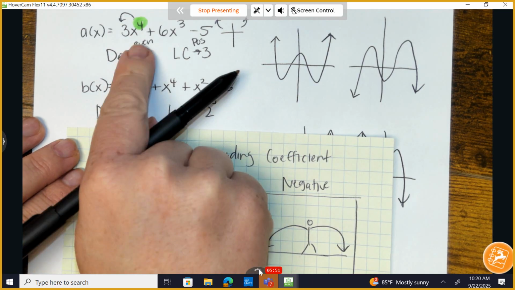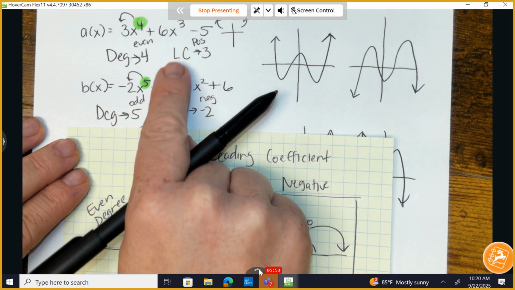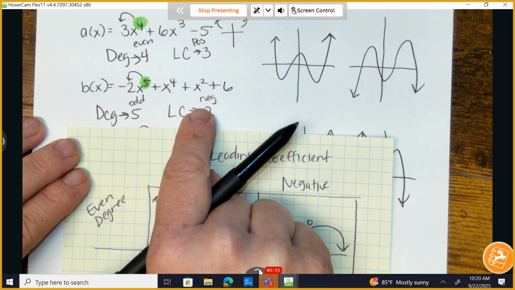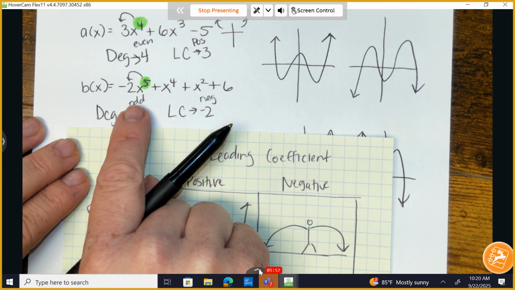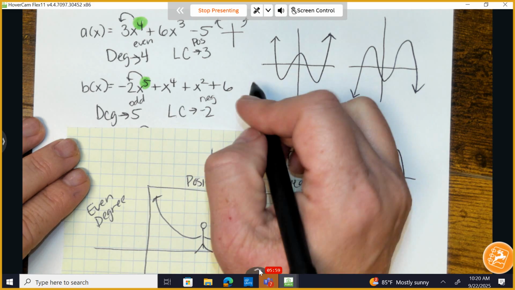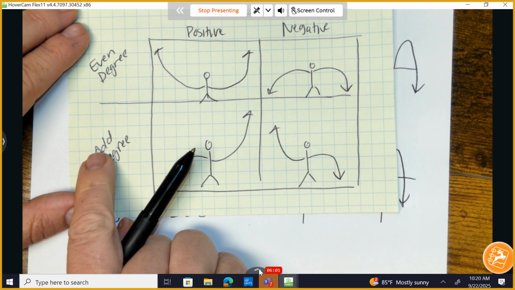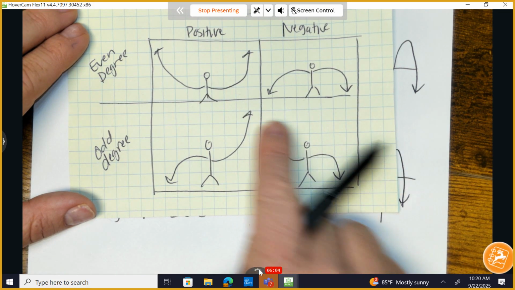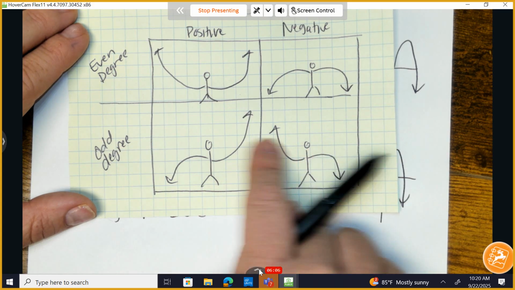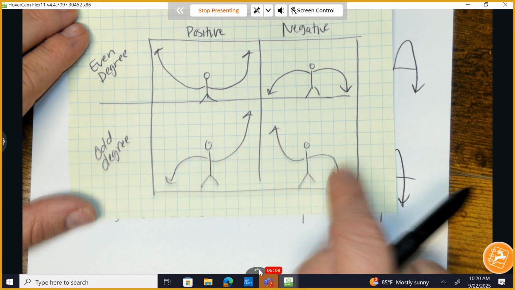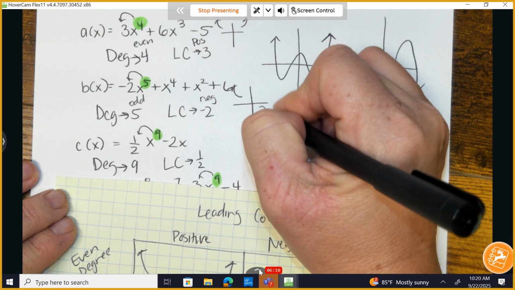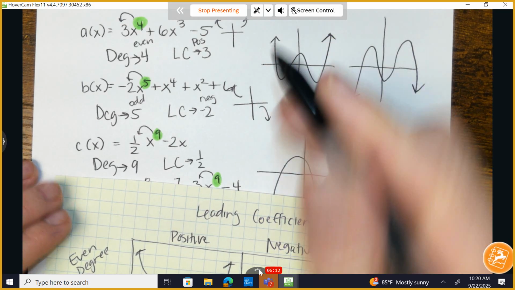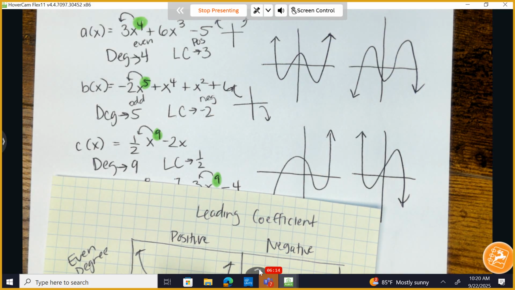Degree will always be classified as even or odd. Leading coefficient will be classified as positive or negative. So I'm looking on the chart, I'm finding odd, negative. Odd, negative says up on the left and down on the right. What's happening in the middle is what we'll determine again in 5 to 10 minutes.